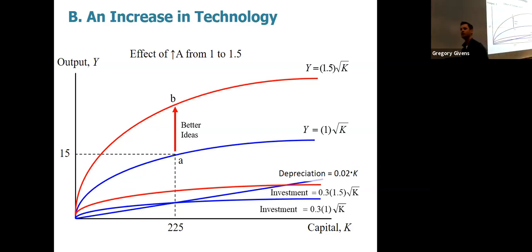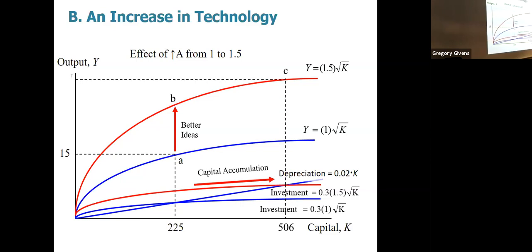Now let's ask ourselves again what happens here. Let's suppose this was our starting point. Here, investment is equal to depreciation. We have this improvement in technology. Now, investment is bigger than depreciation. So what's going to happen in that case is that the capital stock will start to increase as a result of that, right? And as capital grows, what's going to happen to output? Output is going to grow until we get to the new steady state equilibrium, okay?